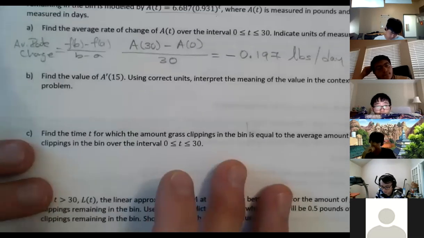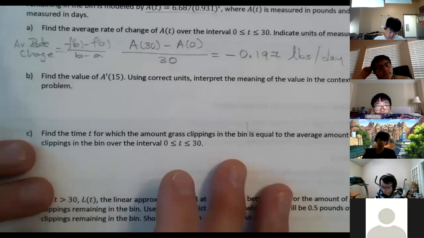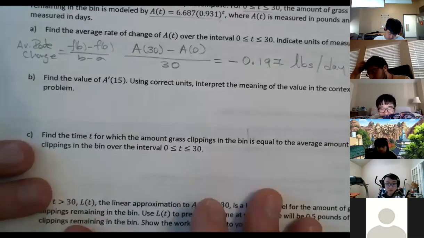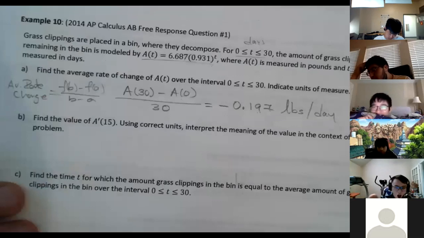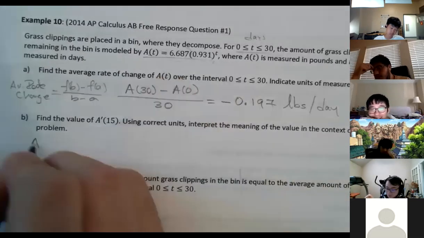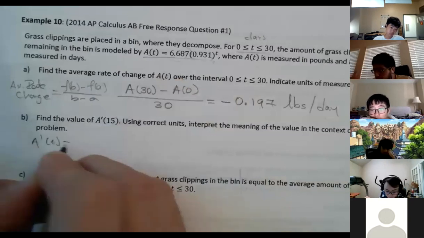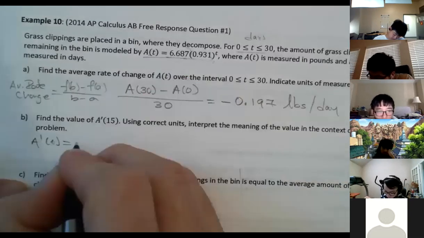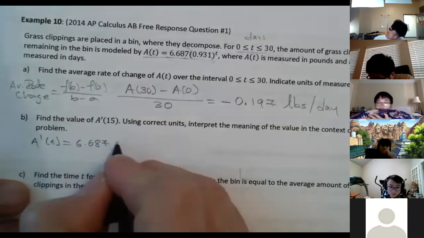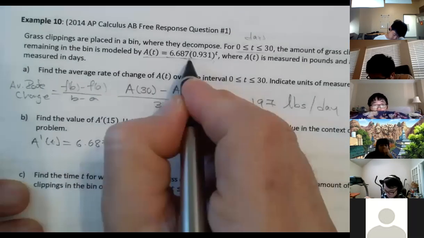Find the value of A prime of 15 using correct units, and make an interpretation of the meaning of this problem. All right, so let's differentiate that. This is the function, and this is a constant. So A prime: this is a constant, so I keep it, 6.687, times the derivative of this.